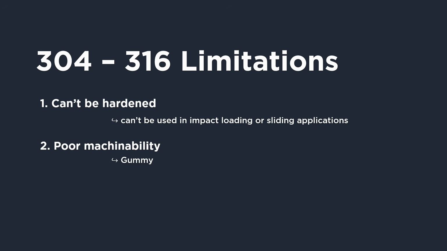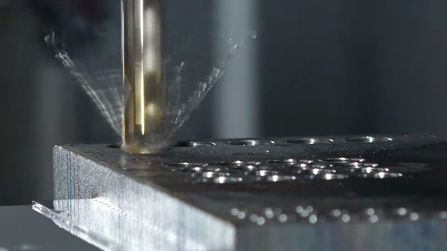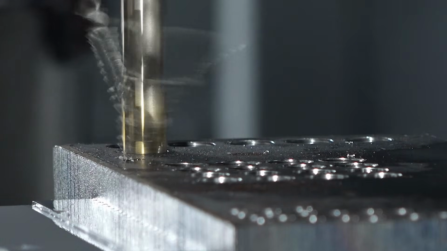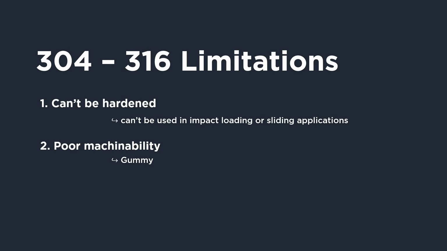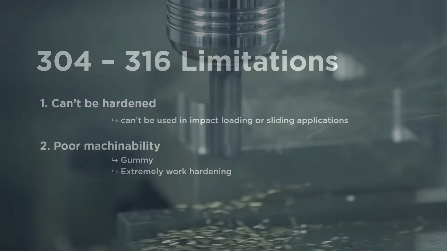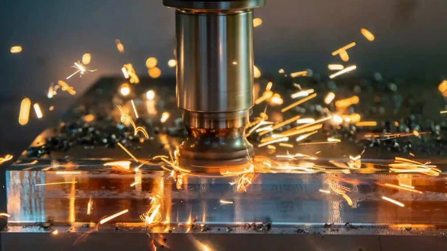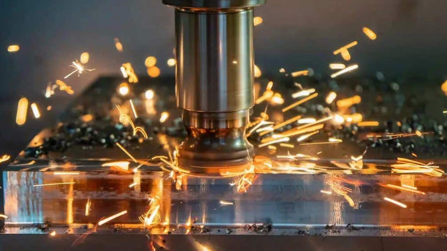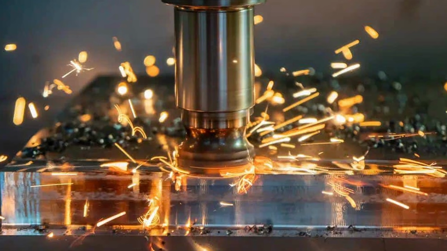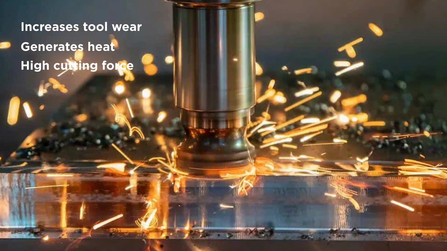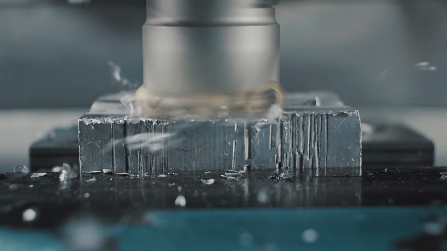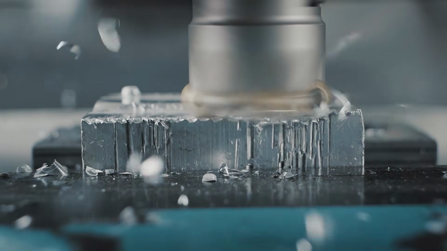First, they are gummy. Due to high nickel content, 304 and 316 produce long continuous chips and require slower cutting speed. Second, they work harden extremely fast. When the cutting tool touches the surface, the metal immediately becomes harder. So the tool has to cut through a hardened layer, which increases tool wear, generates more heat and demands high cutting force. This doesn't happen with carbon steel or most alloy steel. This is why machining stainless steel is costly compared to other steel.